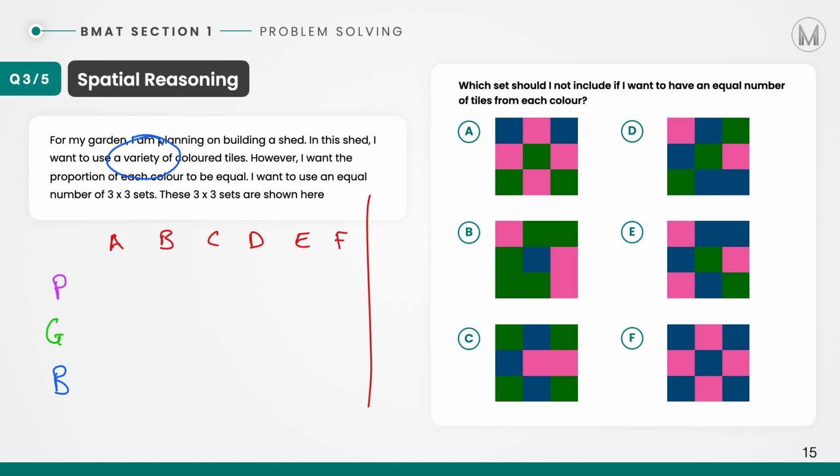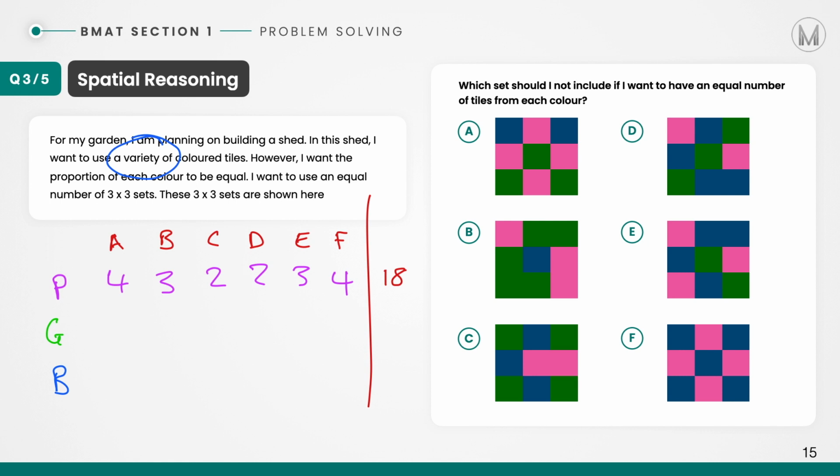So let's start with adding up how many pink tiles there are. In A, there are 4. In B, there are 3. In C, there are 2. In D, there are 2. In E, there are 3. And in F, there are 4. When we add those up, a good tip for adding things up in the BMAT is to try and pair off numbers to make up to 10. So in this case, we could do 4 plus 4 plus 2, that's 10, plus 3 plus 2 plus 3, that's 18. So we can write that total down at the end.